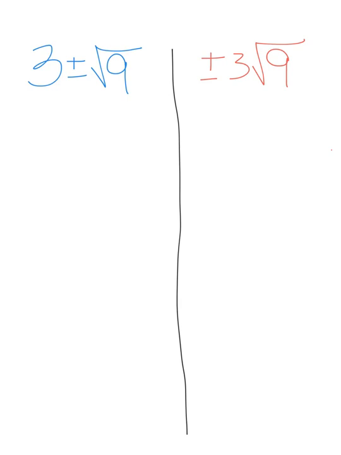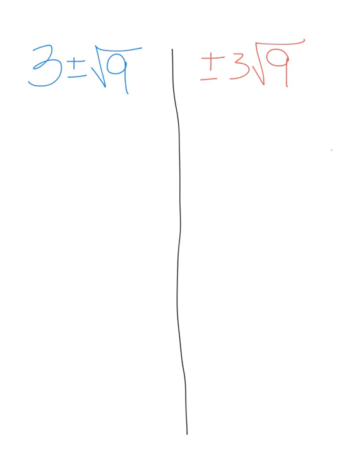One in the blue where we have a number plus or minus the square root of a number, and one where we have plus or minus and then a number square root of a number. They do mean two different things, so it is important to note that they do mean two different things. We'll look at the blue example problem first.